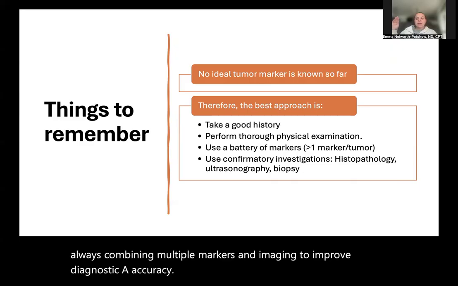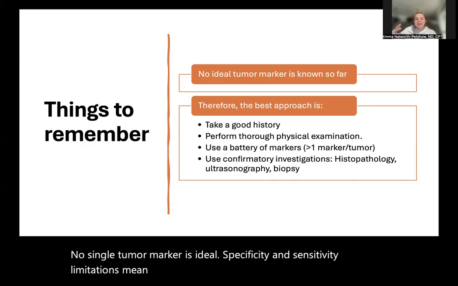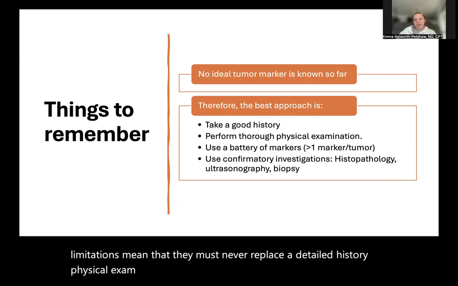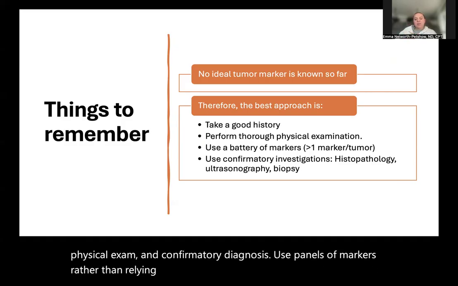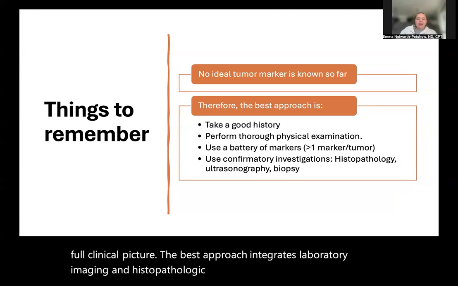No single tumor marker is ideal. Specificity and sensitivity limitations mean that they must never replace a detailed history, physical exam, and confirmatory diagnosis. Use panels of markers rather than relying on one, and interpret the results in light of the full clinical picture. The best approach integrates laboratory, imaging, and histopathologic data for accurate cancer diagnosis and follow-up.